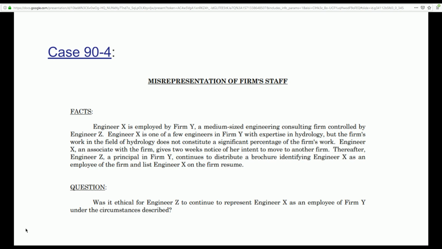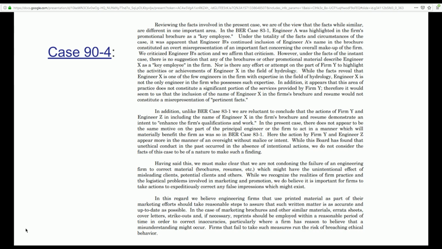Another way to put this is, do engineering firms have an obligation to update their literature every time one of their engineers leaves? So it's maybe not the most important question in the world. It doesn't really have a lot to do with health and safety. The question here is really about deception, and the Code of Ethics sections that are referred to here are really about deceptive practices. Are you acting as a good faith employee and trustee to your clients? This kind of stuff.